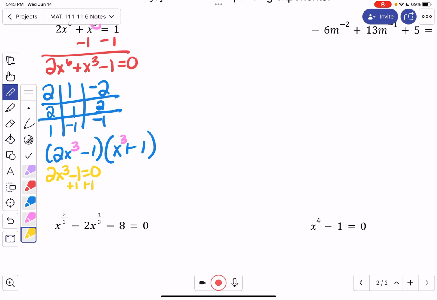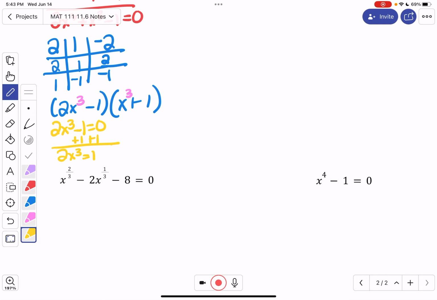I'm going to add 1 to both sides. 2x cubed equals 1. Then I'm going to divide by 2. And I get x cubed equals 1/2. To undo a cubed, I do the cube root. So x is the cube root of 1/2 as one of our solutions.